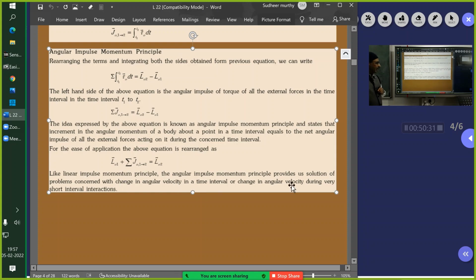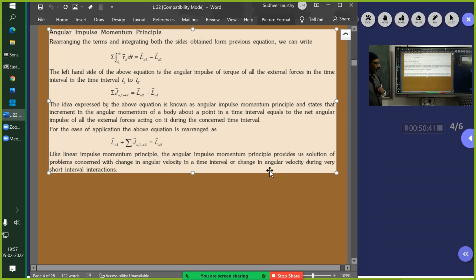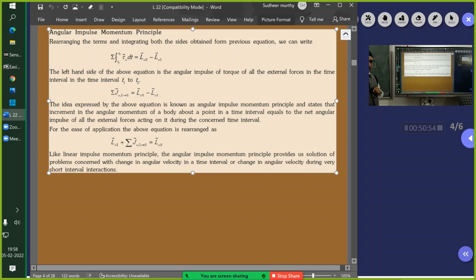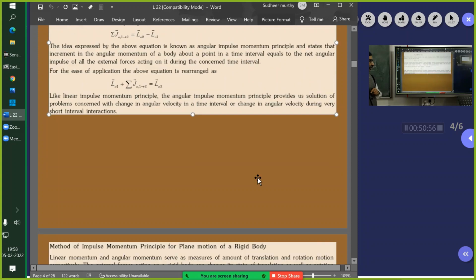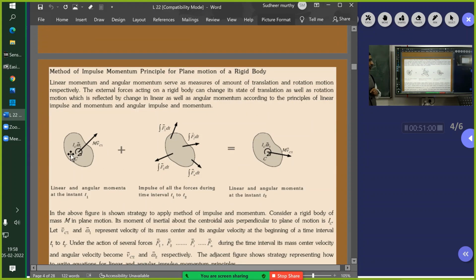Like the linear impulse principle, this angular momentum principle provides us the solution to problems concerned with change of angular velocity in a time interval, or change of angular velocity during a very short interval. See, there is a difference between a short time interval, a long time interval, and an infinitesimally small time interval. This is the method of impulse. I hope you remember this.